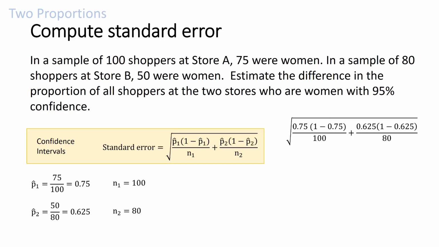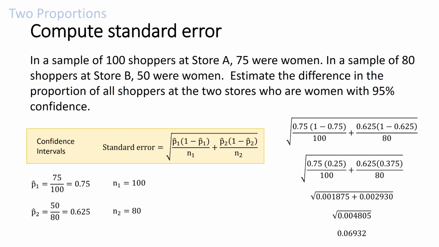We plug these values into the equation, and the standard error that we would use when constructing this confidence interval is 0.06932.